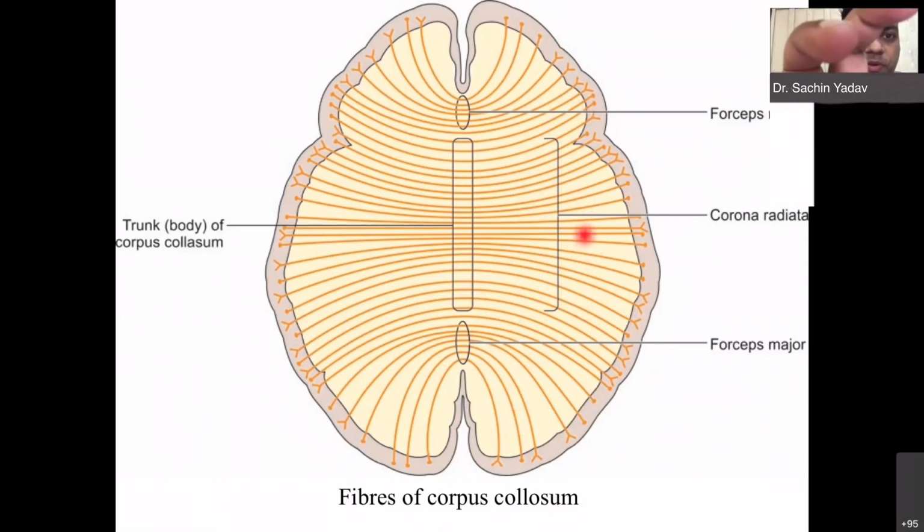Most of the fibers of the corona radiata go downward, converging and forming the internal capsule, between the basal ganglia part and the diencephalon, right? We'll move on to the next slide.